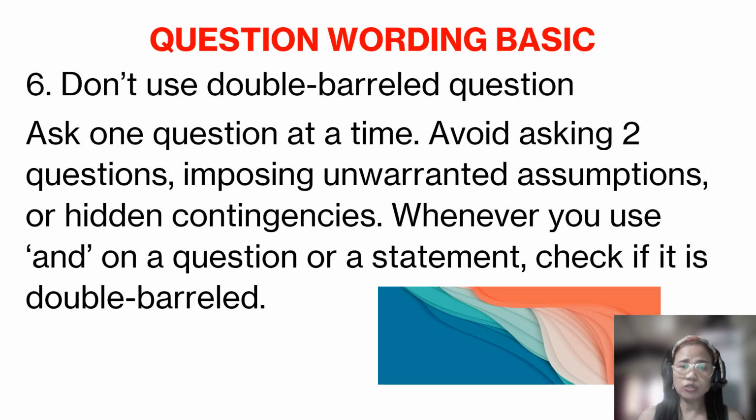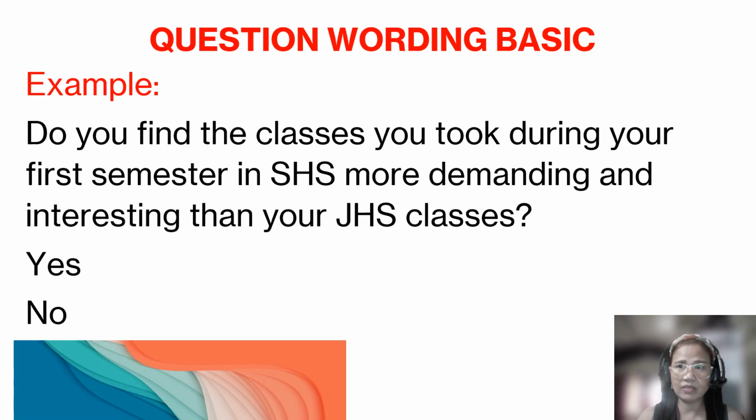Next, don't use double-barreled questions. Ask one question at a time. Avoid asking two questions, imposing unwarranted assumptions or hidden contingencies. Whenever you use "and" in a question or a statement, check if it is double-barreled. So I'll give an example for you to better understand. Example, do you find the classes you took during your first semester in senior high school more demanding and interesting than your junior high school classes?